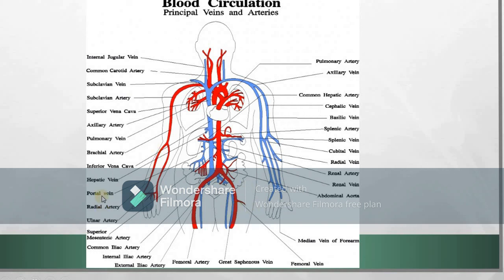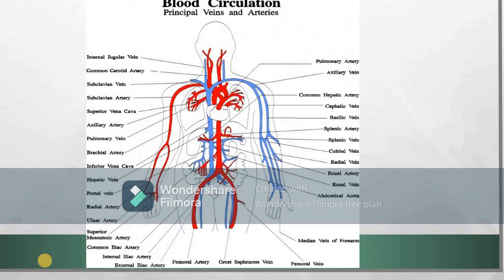Then the next one is the gonadal artery. The blood is provided to the gonads through the gonadal arteries. Then the other one is the inferior mesenteric artery, which supplies blood to part of the large intestine and also the rectum.